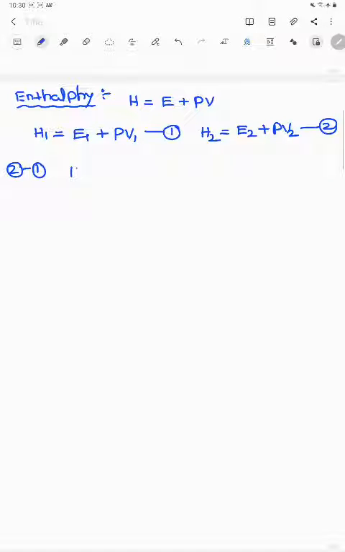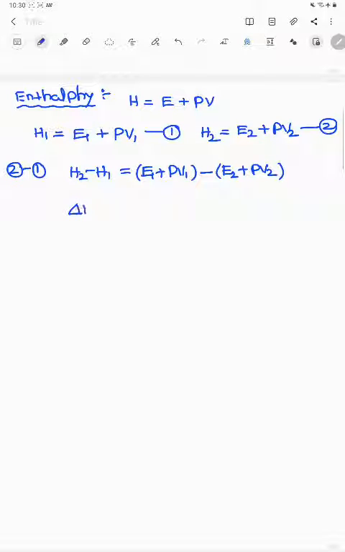For initial internal energy E1, the enthalpy is H1. Here H1 equal to E1 plus PV1 is equation number 1. Final enthalpy H2 equal to E2 plus PV2 is equation number 2. Here 2 minus 1, that is H2 minus H1 equal to E2 plus PV2 minus E1 plus PV1.